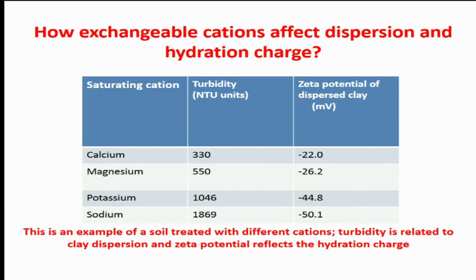So the calcium also dispersed, but it flocculates quickly. The turbidity was very low compared to magnesium, then potassium is slightly more and sodium is the highest. Same thing in terms of zeta potential of the dispersed clay. So the hydration charge changes with the nature of the cation.